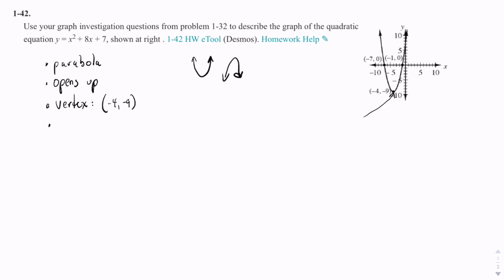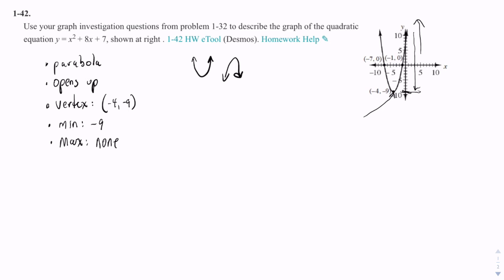Now, other important characteristics of a graph are the minimum values and the maximum values. Minimum values, we're talking about y values. Minimum values and maximum values are not ordered pairs. So the minimum value, the lowest y can get, is right here, which is -9. So the minimum is -9, and the maximum, it goes up and up and up forever. So there is no maximum value.